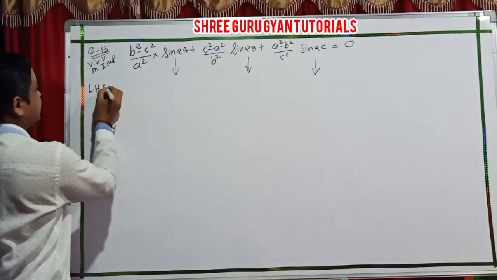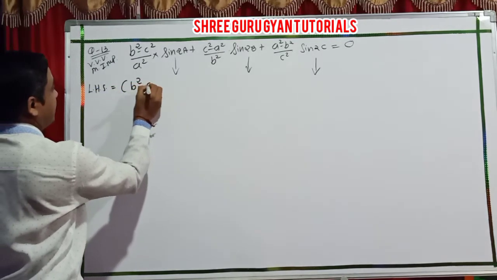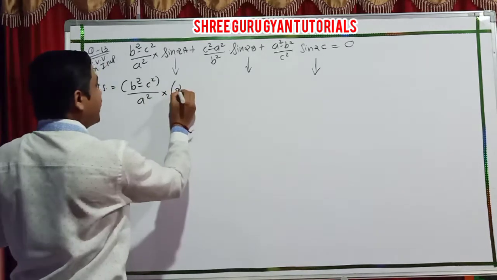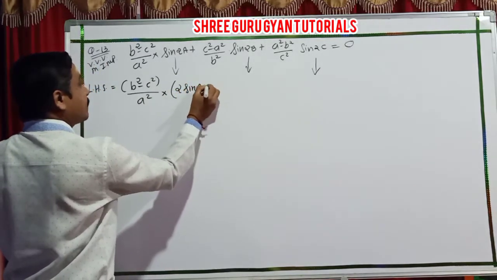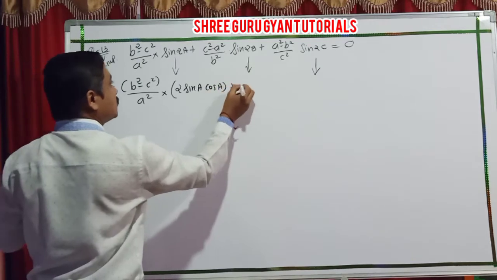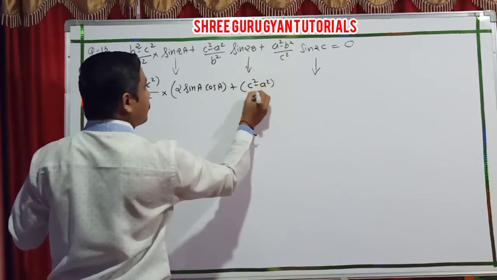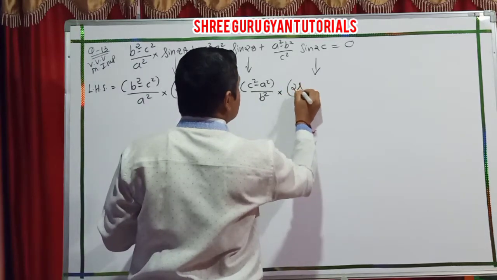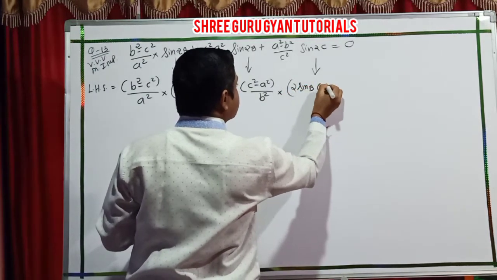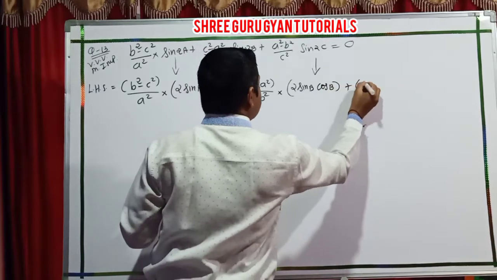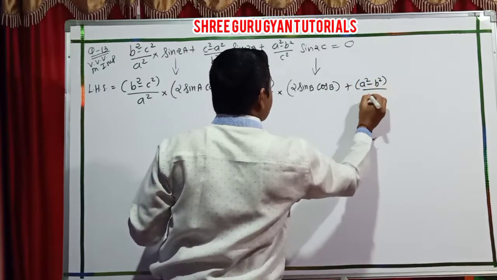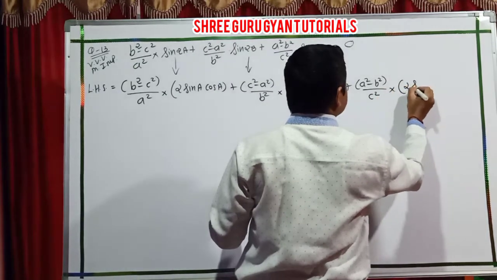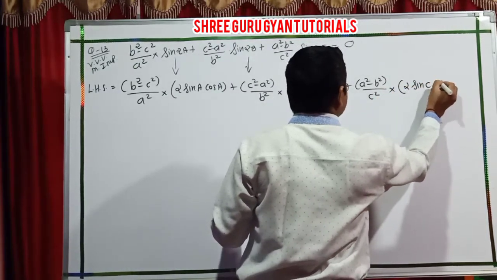So I have 2 LHS: B square minus C square by A square. And what is sin 2A? Yes, 2 sin A cos A. Same further running. Sin 2B, yes, 2 sin B cos B, and last, the same, what is sin 2C? Yes, 2 sin C cos C.